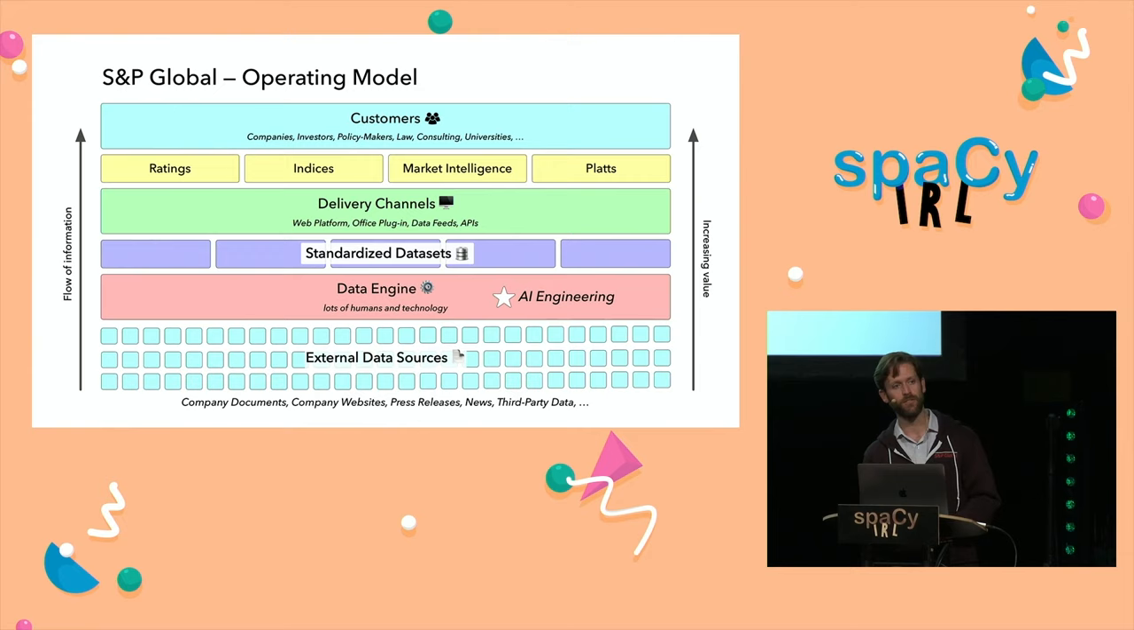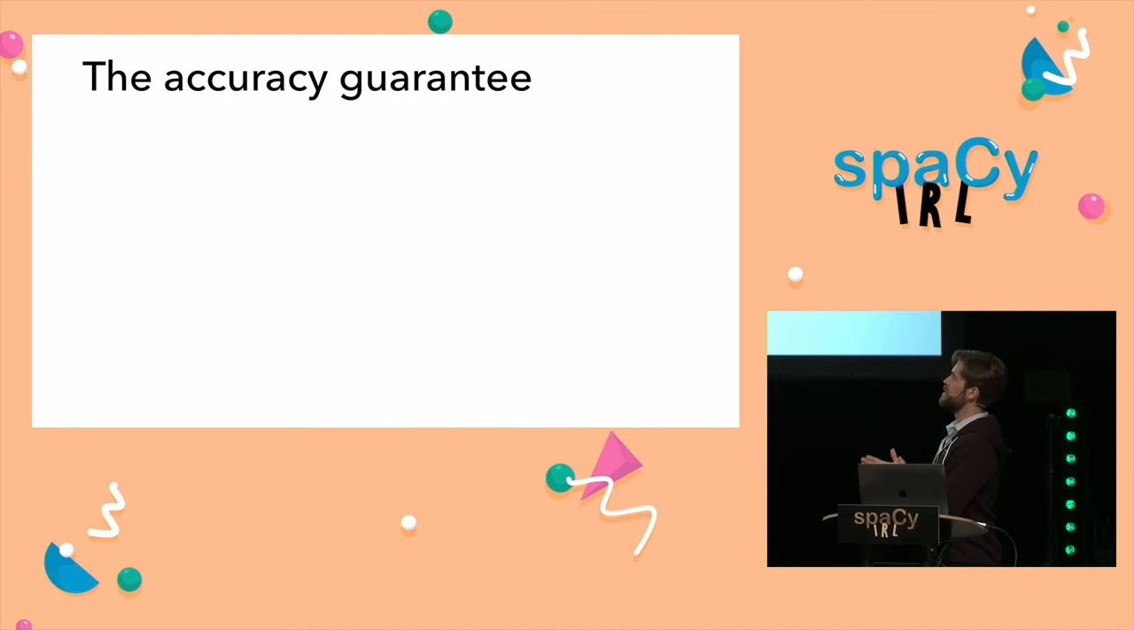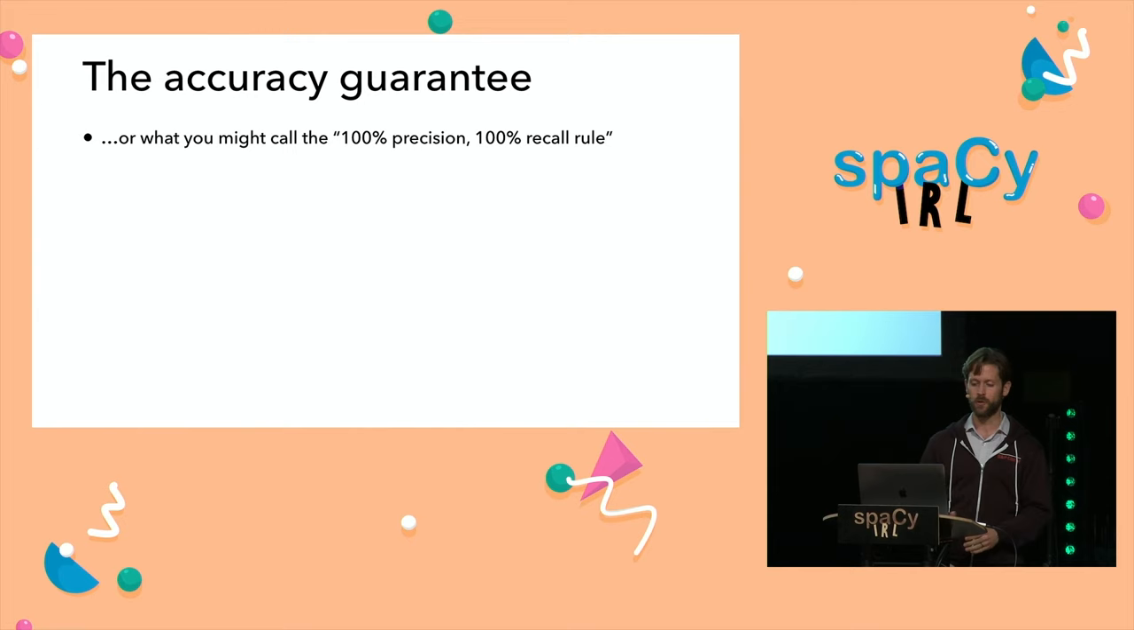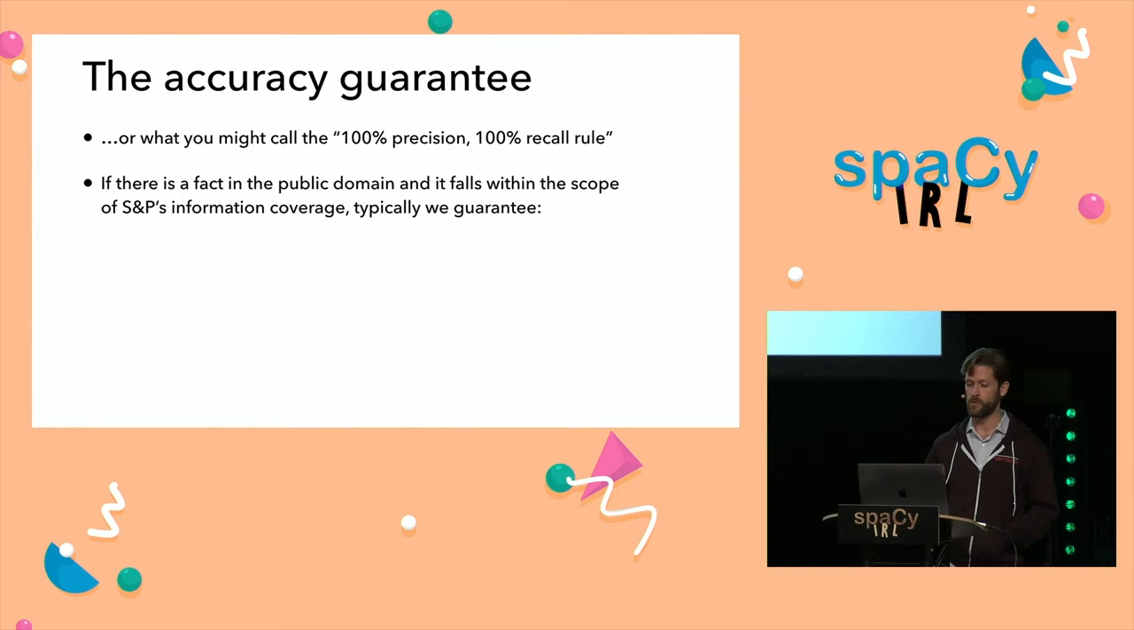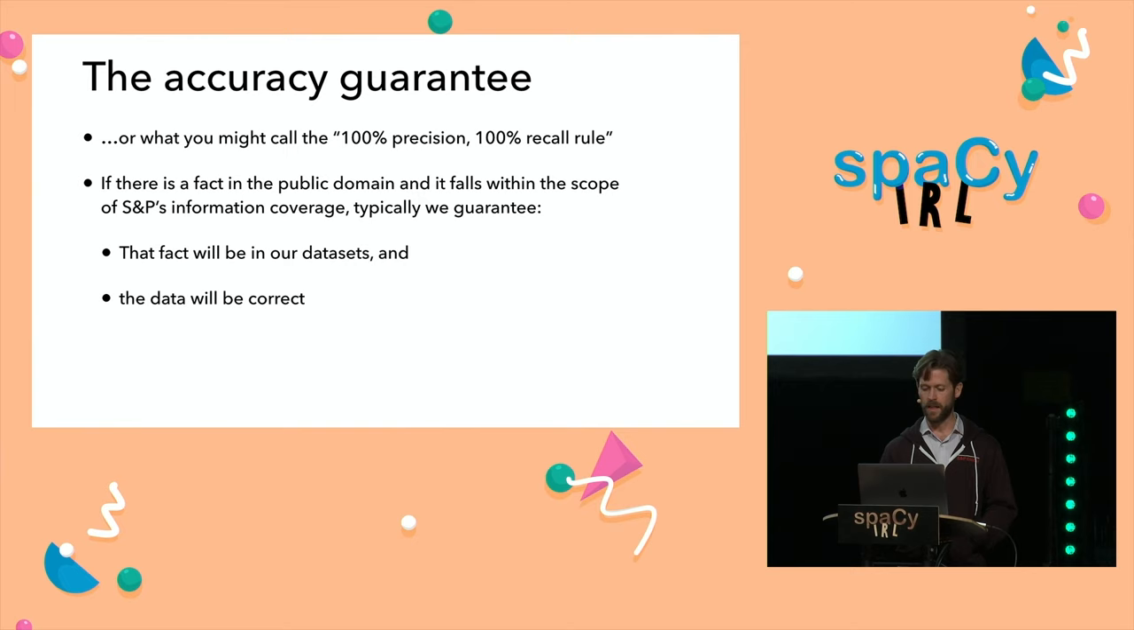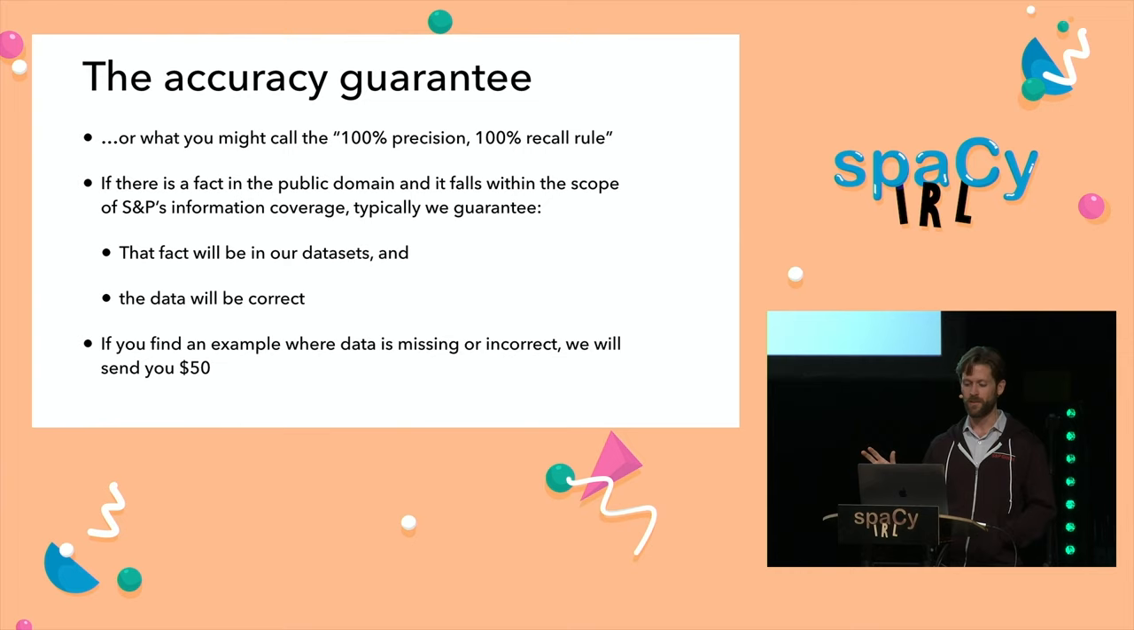Another really interesting piece of background information about S&P Global is our accuracy guarantee. And to an audience of NLP practitioners, I might refer to this as the 100% precision, 100% recall rule. If there is a fact in the public domain and it falls within the scope of S&P Global's information coverage, we will typically guarantee that that fact will be in our data sets and that the data will be correct. And if you find an example where the data is missing or incorrect, we will send you $50.